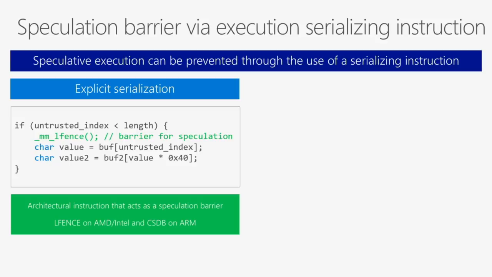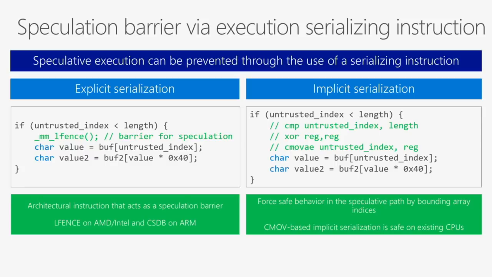Second thing we can do is have some kind of implicit serialization. So this is forcing safe behavior down an architecturally incorrect path. So going back to variant one, considering if this code executes, the inner code executes even when untrusted index is out of bounds, we can use a conditional move instruction to set untrusted index to this zeroed register if it is greater than or equal to length. And what this will do is it will make the behavior of speculative execution safe because it will simply load zero from this buffer, which is going to be in bounds.